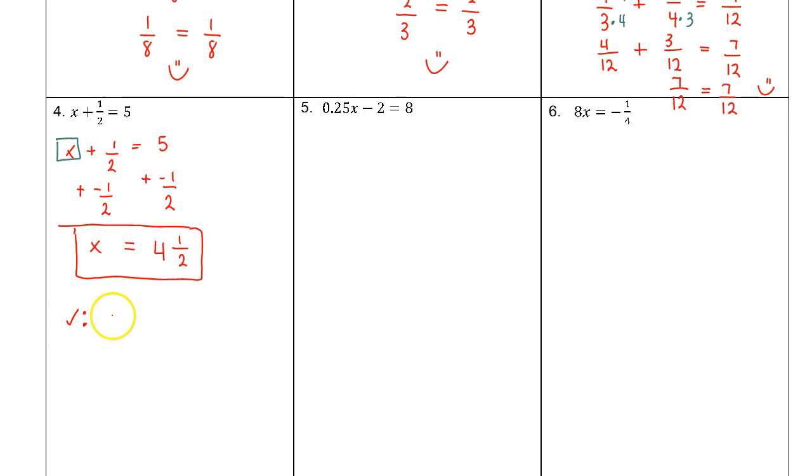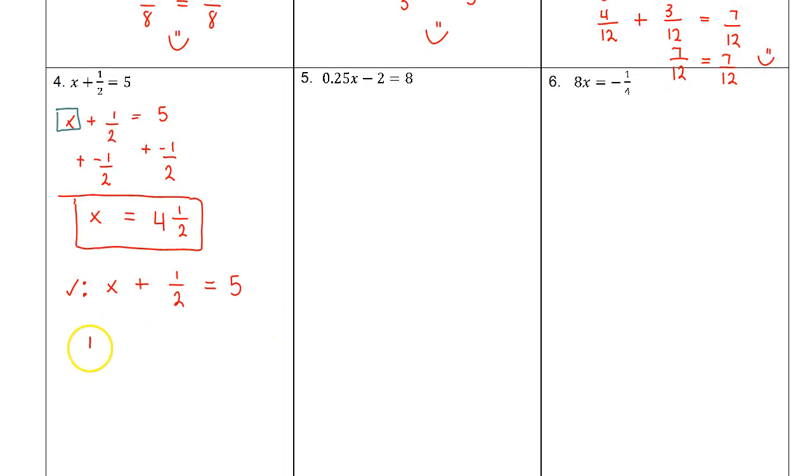And now let's plug that into the original to make sure that it works. My original equation, x plus 1/2 equals 5, comes first. In place of x, I have 4.5. And when I add 1/2 to it, I should have 5. And of course, 4 and 1/2 plus 1/2 does equal 5. So showing that the two sides are equal, good news, which means we can go on to number 5.